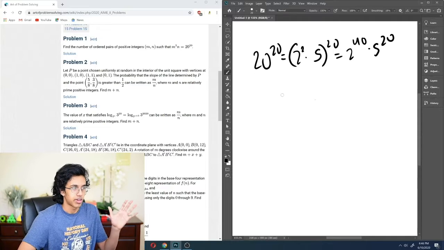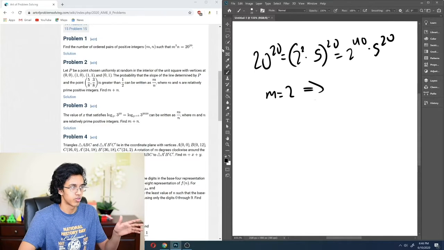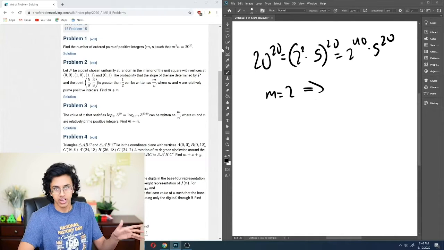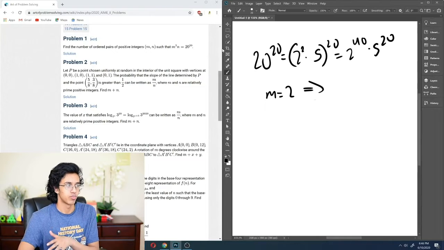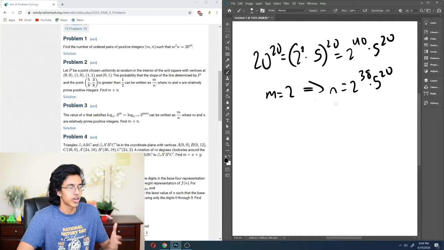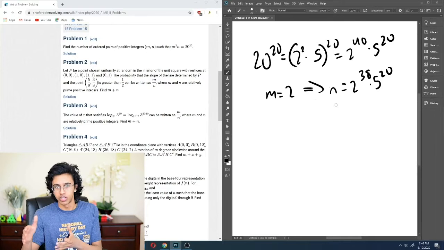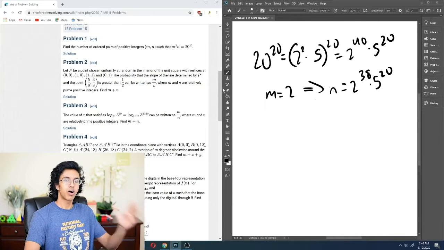Now, let us say that m is equal to 2, right? Then you know that there's only one possible n. If we divide the equation by m squared, we basically get that n is equal to 20 to the 20 over m squared. So that's just over 4, and that means that n is equal to 2 to the 38 times 5 to the 20. Okay, so basically from this we can see that for every m, there's one n. But we also have to keep in mind that we want positive integers.